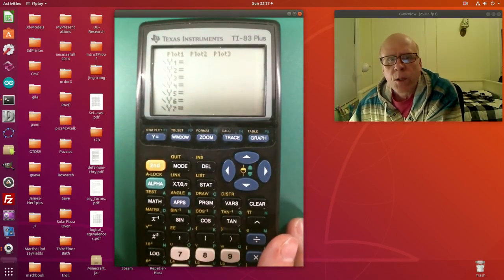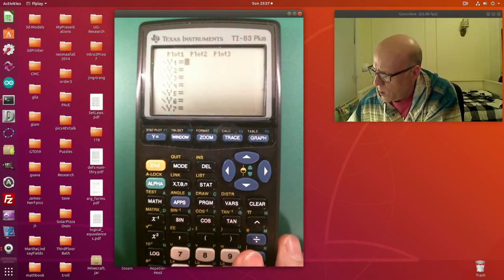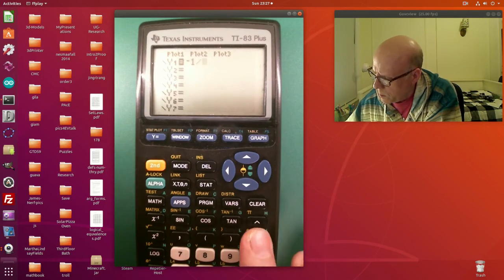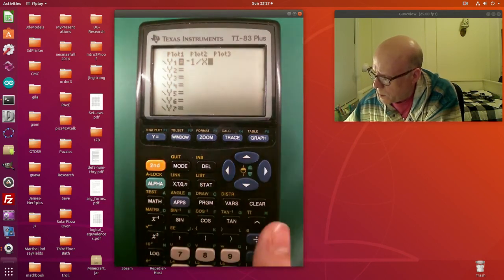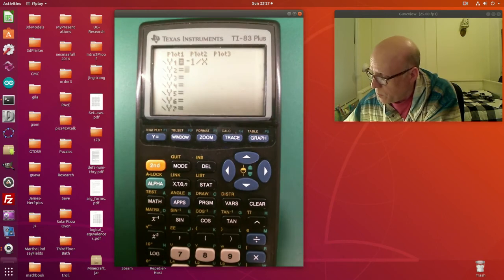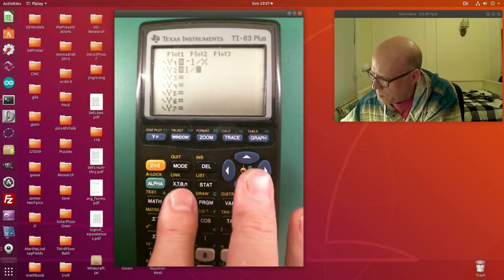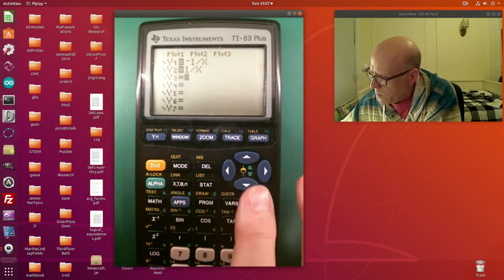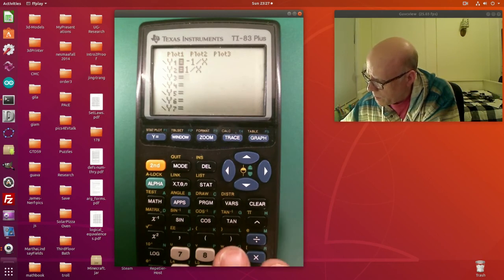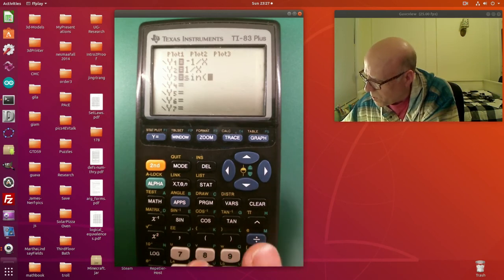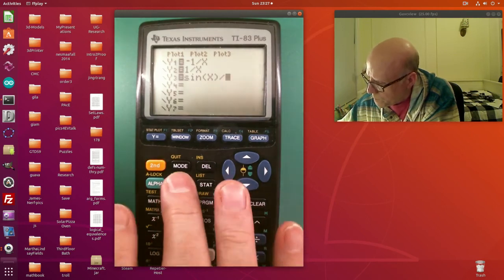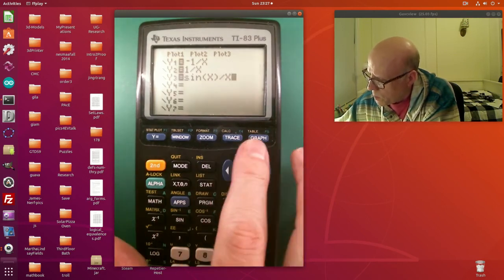Now, the functions I want to give you are the negative of 1 over x, the positive of 1 over x, and finally the sine of x. Yeah, just rethinking that a second. The sine of x divided by x. And I'm just going to graph these.